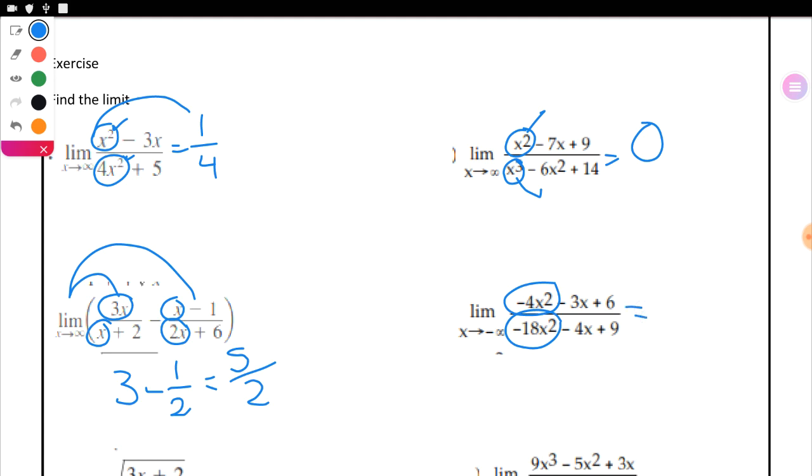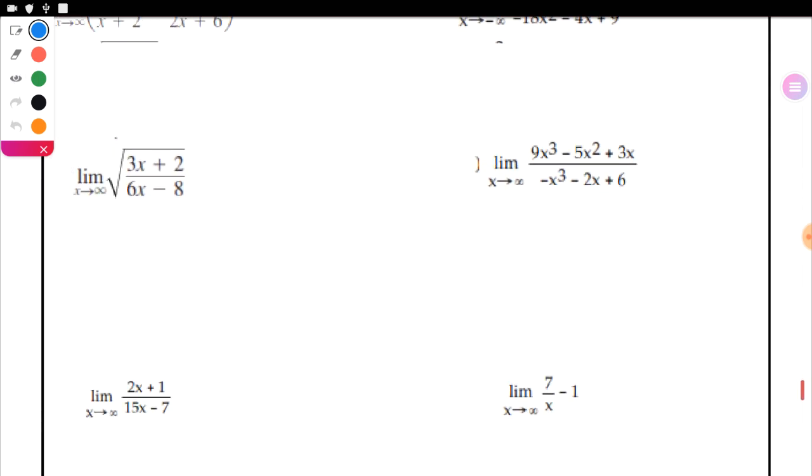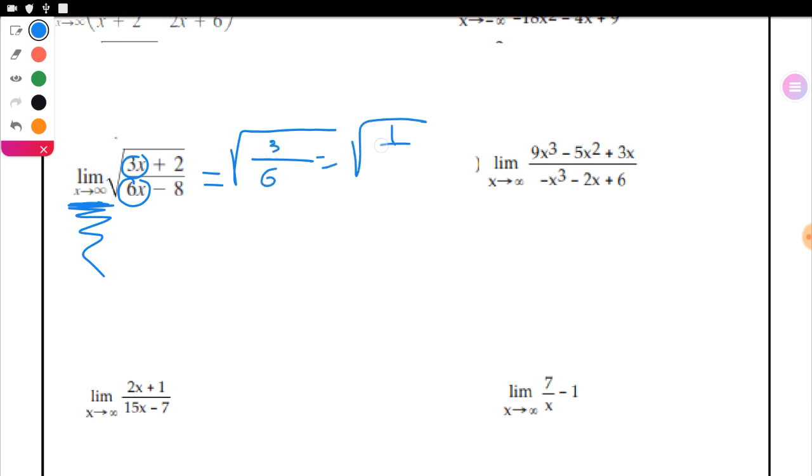The leading term over leading term, they have the same power. So the result will be the coefficient of the leading term in numerator over the coefficient of the leading term in denominator. It will be 2 over 9. I hope you understand. This one is so trivial. It means it will be the square root of the limit. I follow this one when x approaches infinity or negative infinity. They have the same power, it will be 3 over 6, which will be in the simplest form 1 over square root 2.